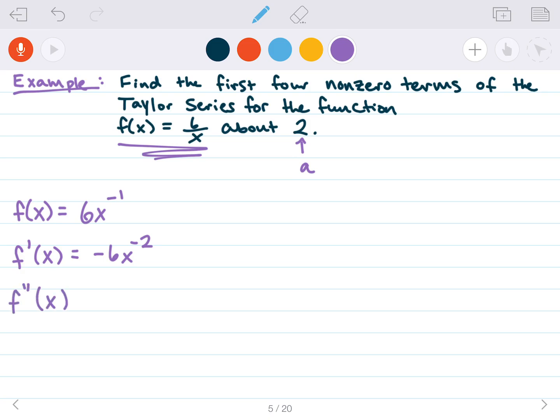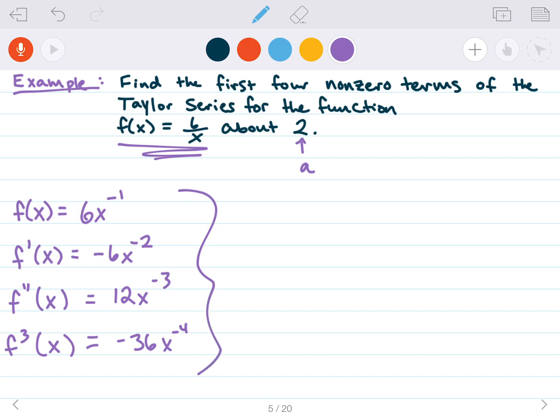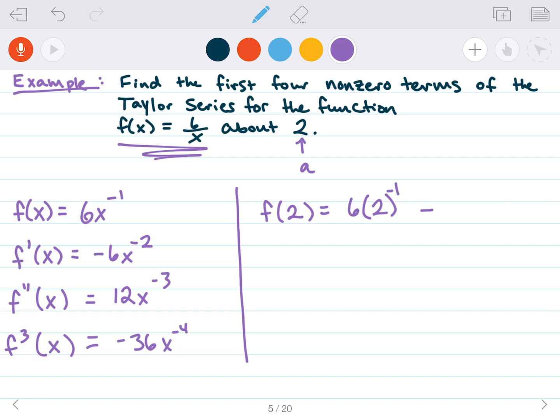Second derivative, well, that's going to be 12x to the negative 3. The third derivative is going to be negative 36x to the negative 4. So there I go. I have 4 terms, so let's go ahead and stop there. Now I want to plug my center into each of these functions. First of all, f of 2 is going to be 6 times 2 to the negative 1, which is equal to 3.